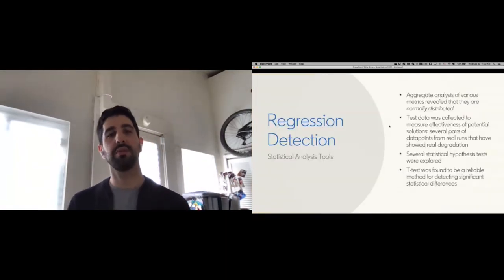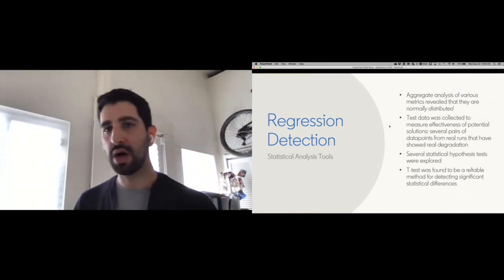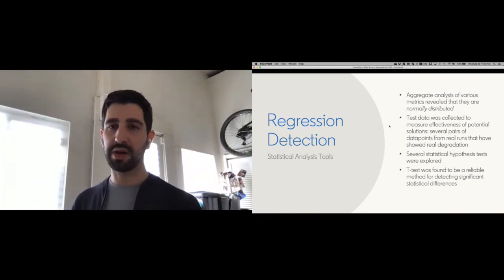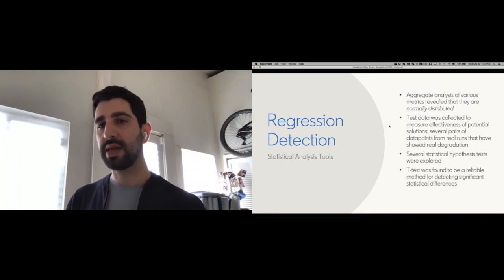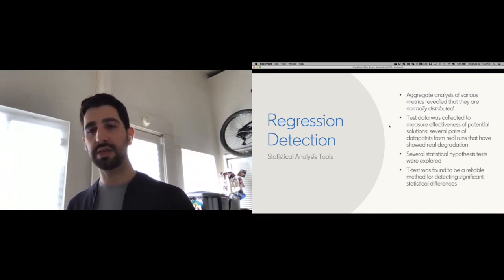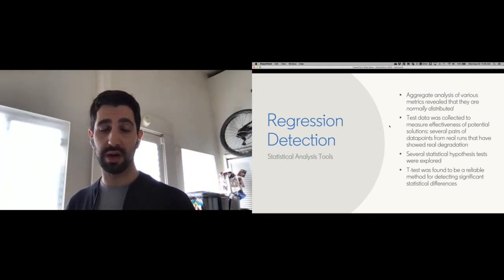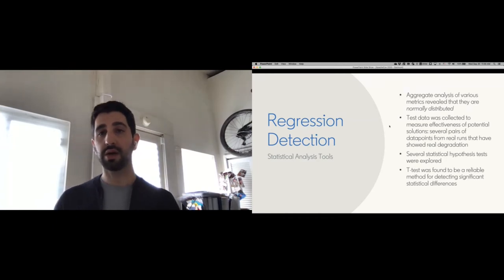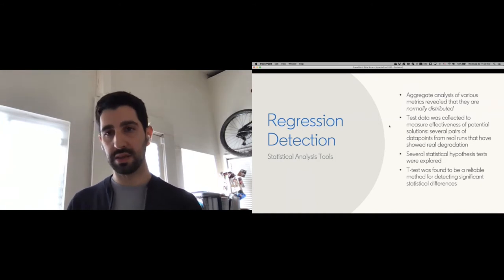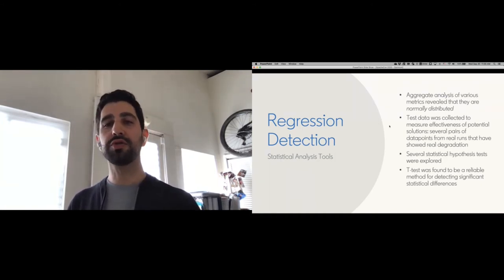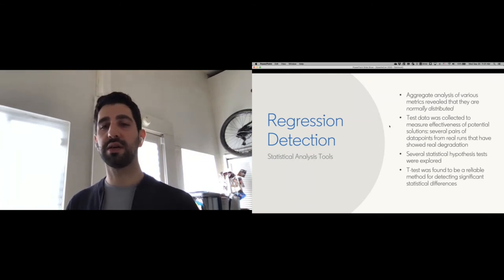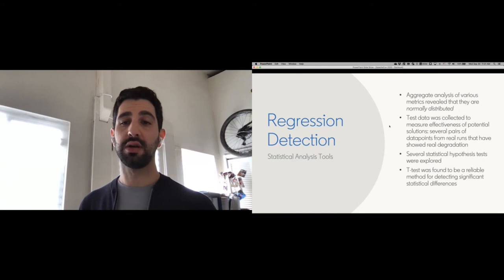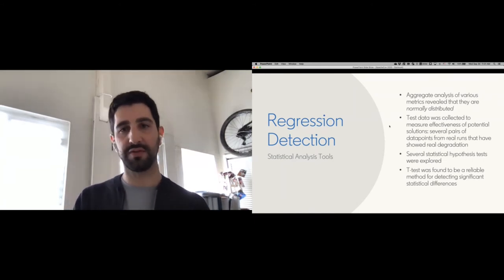So regression detection is done here through statistical analysis tools. We went through an aggregate analysis research phase that we did on various metrics, which revealed that all of them are normally distributed. That drove us into some statistical methods that are designed for this particular case. So we collected test data to measure the effectiveness of several statistical solutions that we came up with. And then we were able to see that there was real degradation in some of those that we were able to pick up with some of those options. And then we found that the t-test was the most reliable and simpler way of detecting regression, and basically detecting significant statistical differences between two samples.